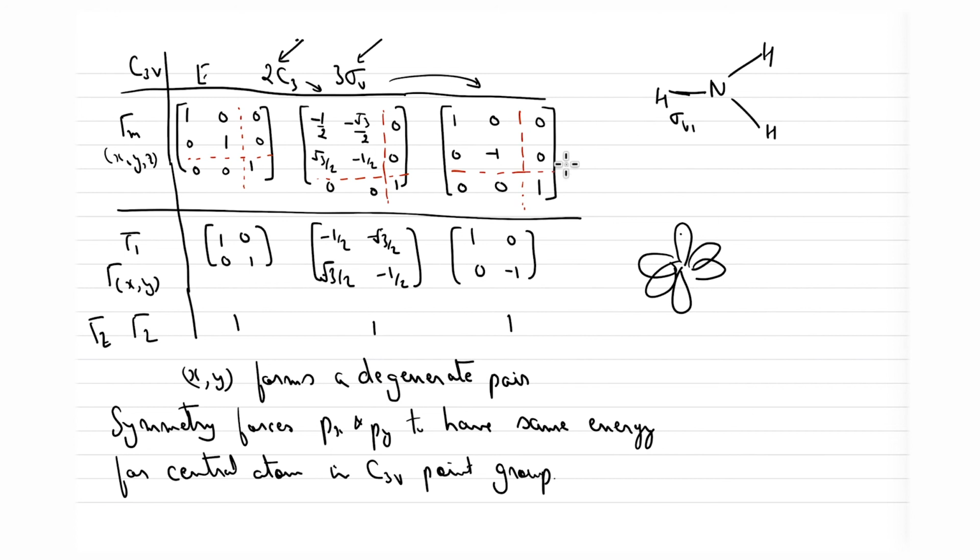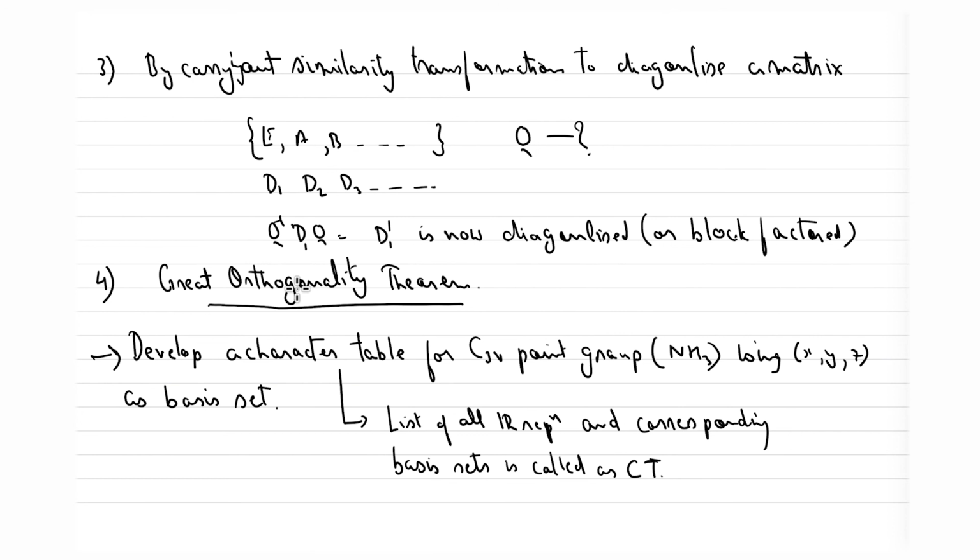So with this, we can stop here, and then in the next lecture we will discuss the great orthogonality theorem and how we use this theorem to actually obtain irreducible representations.